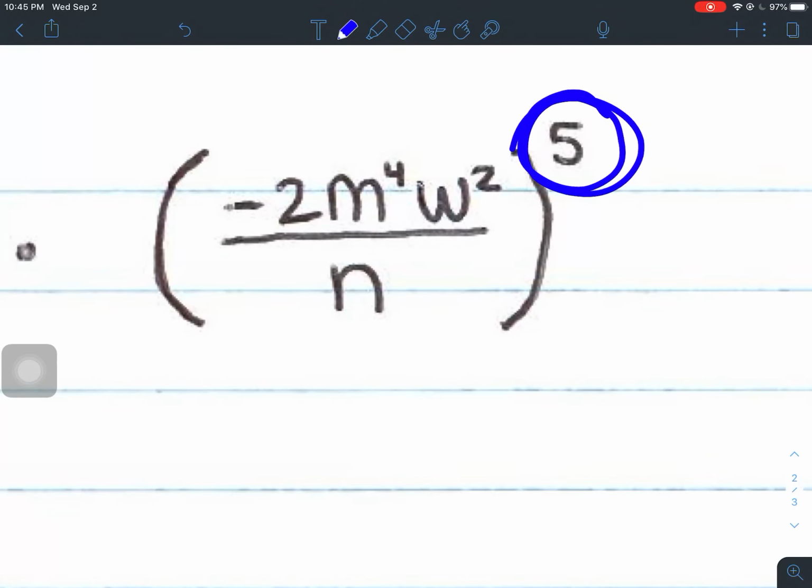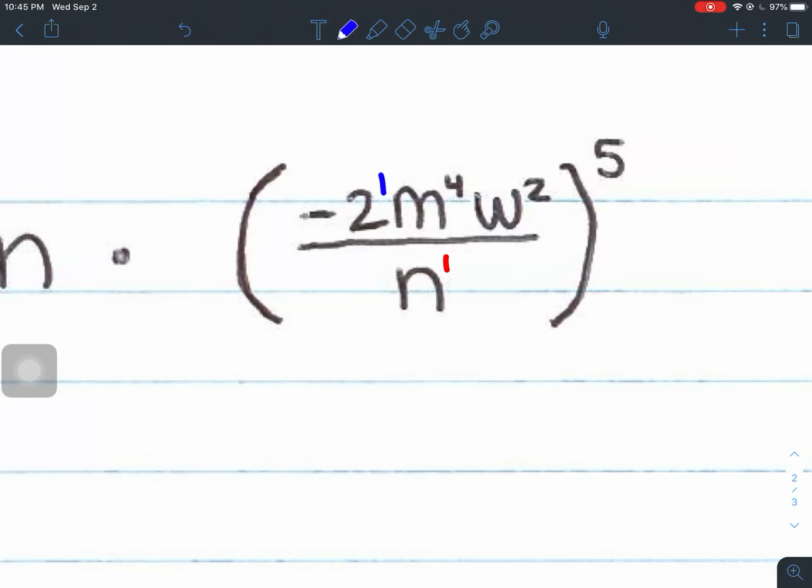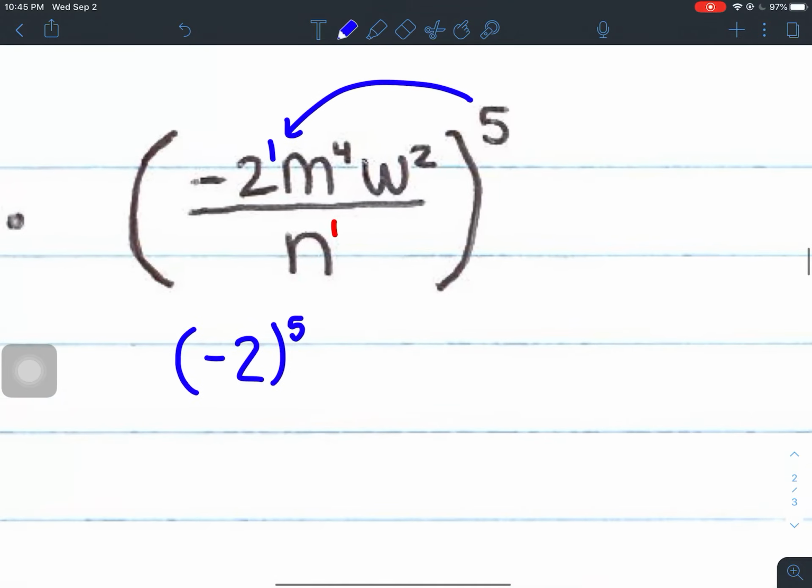Before I distribute this 5 in, because of the parentheses, I want to identify all of my exponents. What's the exponent on the -2? It's a 1. What's the exponent on the n? It's a 1. Okay, and the m and the w already have exponents, so I don't have to identify those. So now I can go and distribute. And once I distribute, those parentheses go away. So when I distribute, I'm multiplying exponent to exponent. So the -2 stays, and then I do 1 times 5, which is 5. Now I want to make sure I put parentheses around this. And the reason why is because that base is a negative number. When I have negatives, it's very particular in the calculator that I put those parentheses there.